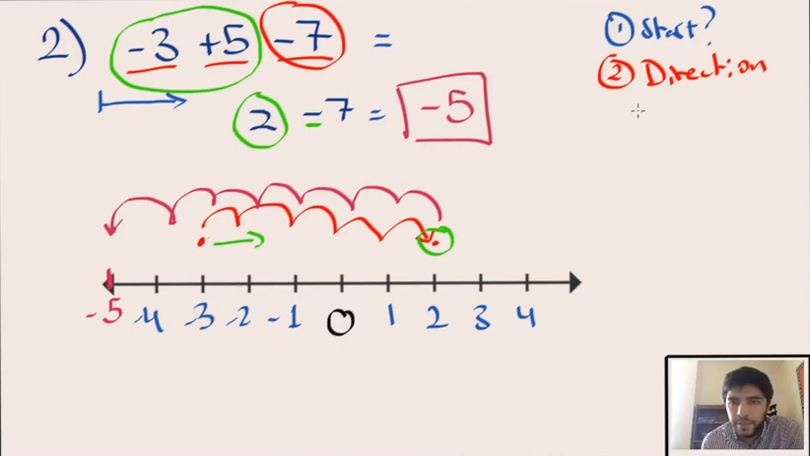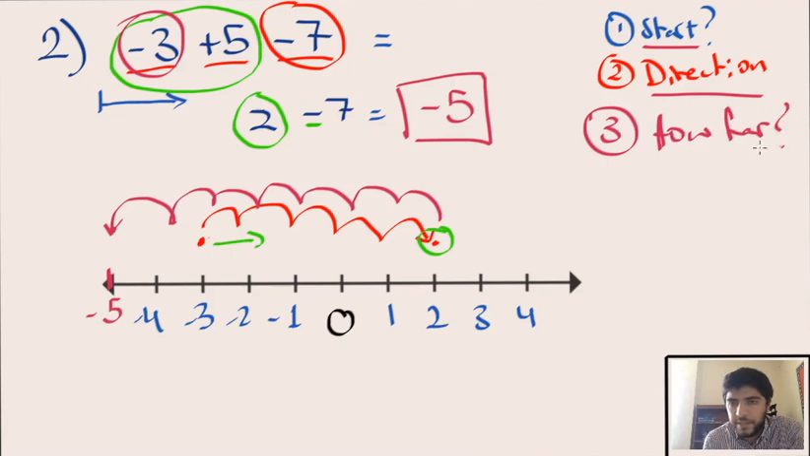Okay, so remember, we ask ourselves, where do we start based on the first number? Which direction do we go based on the signs? So if we have more than one step, then we have to do this more than one time. And lastly, how far do we go? And that's based on the value of that number. So we moved 5 to the positive direction because there was a value of 5. Then we moved 7 to the negative direction because there's a value of 7.